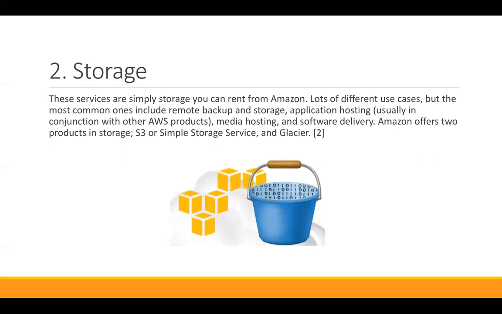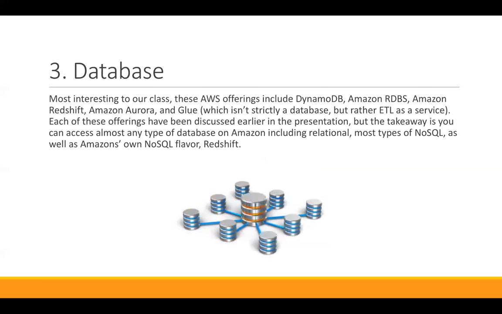So the second part is storage, and these services are simply storage you can rent from Amazon. Lots of different use cases, but the most common ones include remote backup and storage, application hosting, usually in conjunction with other AWS products, media hosting, and software delivery. Amazon offers 2 products in storage, S3, or Simple Storage Service, and Glacier.